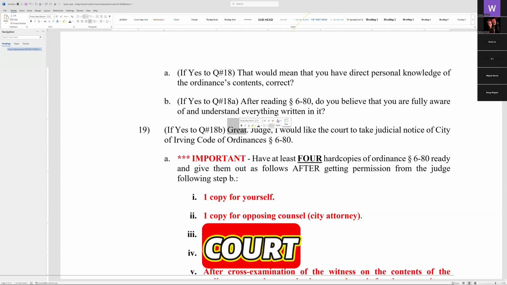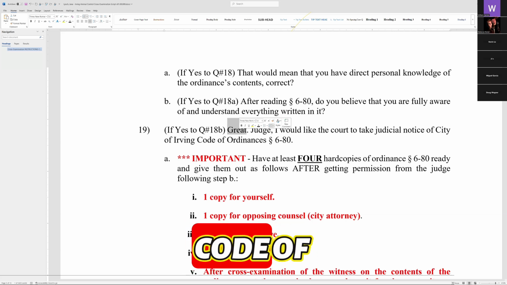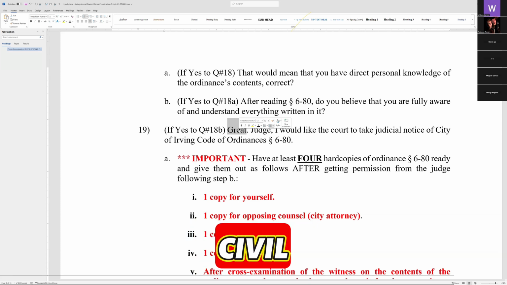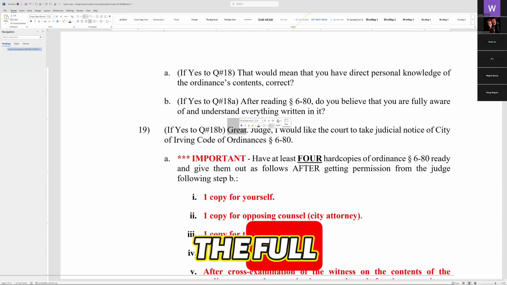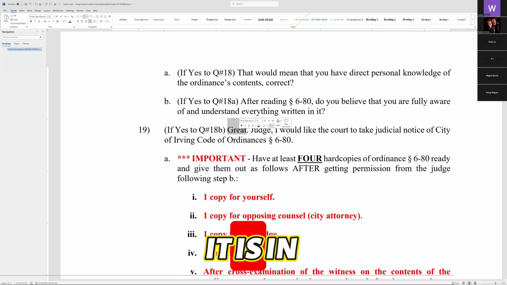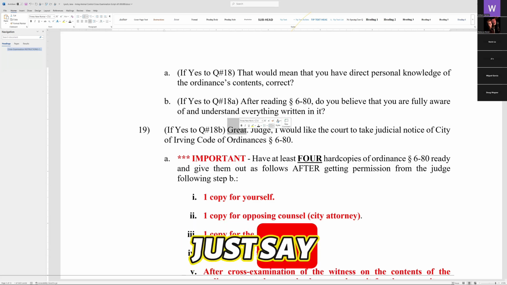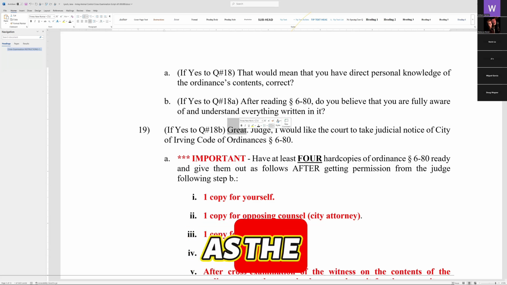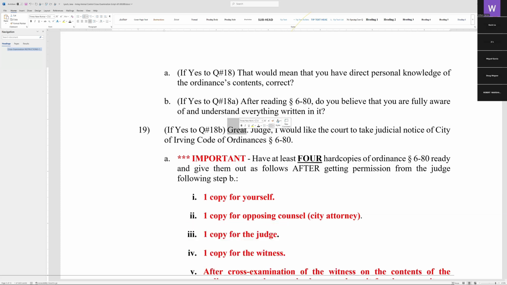Judge, I would like the court to take judicial notice of City of Irving Code of Ordinances and its City of Irving Code of Civil and Criminal Ordinances, right? You'll pull whatever the full proper name of it is in here the first time you use it. And then you'll just say, Judge, can I please just refer to it as the Irving Code of Ordinances from here on? Irving Code. I put that training requirement in the chat, a link to it. Okay.